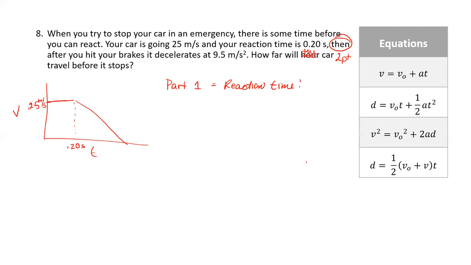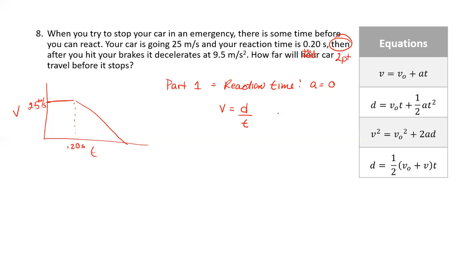Okay, so the first part is our reaction time. How long is it going to take us to stop? So during our reaction time, acceleration equals 0, or we're going at a constant speed. If there is no acceleration, then velocity is equal to distance divided by time. Okay, because there's no acceleration. I'm not slowing down yet because my brain is still processing. It needs to hit the brakes, but it hasn't done it yet.